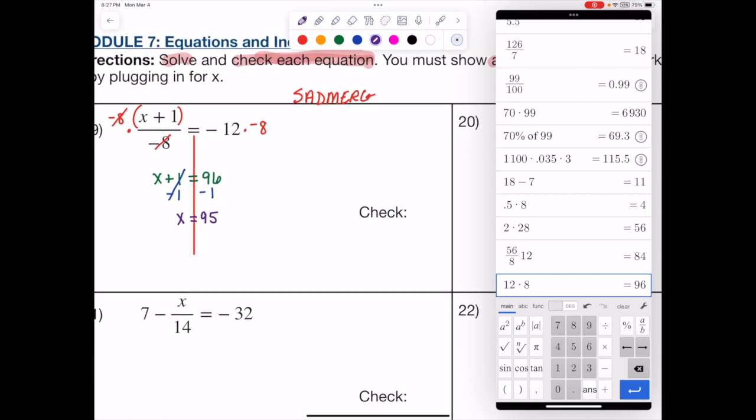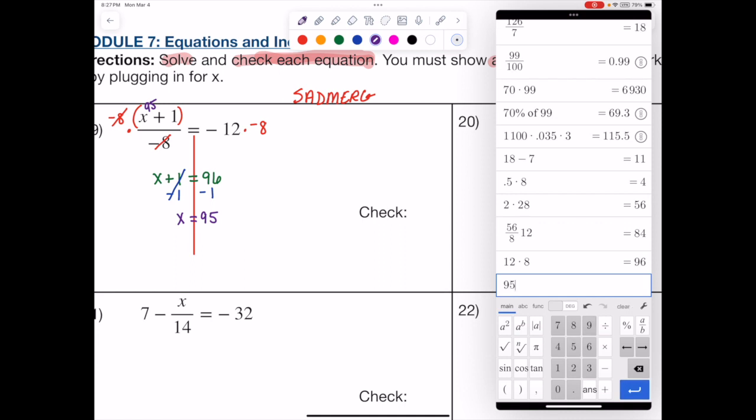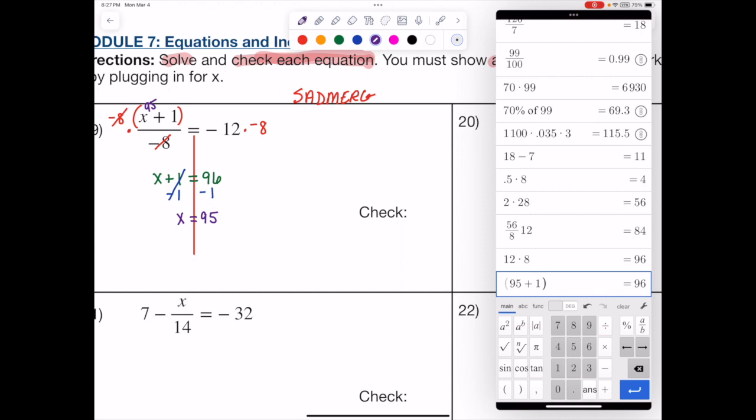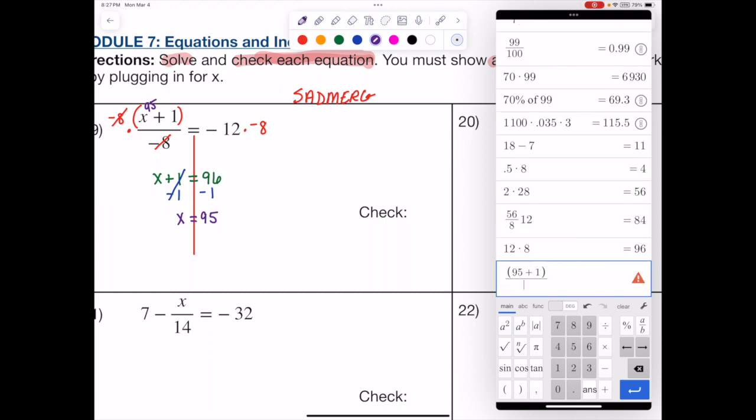Okay, now you do have to check. Okay, and so that means plug 95 in for x here. Okay, and so let's go ahead and type what we actually have here. So we have 95 plus 1, okay, and I'm going to put that in parentheses, okay, and then the whole thing is divided by -8, okay, and so we have -12 equals -12, which is perfect. So the check would look like this. -12 equals -12. Okay, check.